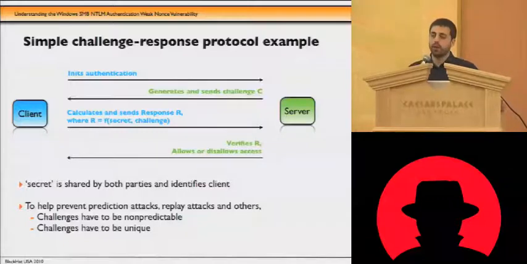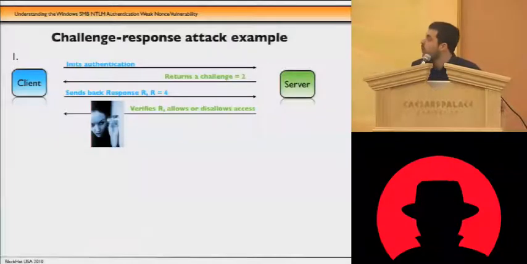If these properties are not met by the challenge, which is usually called a nonce, hence the name of the vulnerability, some attacks can happen. For example, if the server generates duplicate challenges, that is, generates the same challenge over and over again in a short period of time, what an attacker can do, if the attacker is able to eavesdrop on the communications between the client and the server, is just look at the traffic and create a dictionary of challenges sent by the server and responses sent by the client.